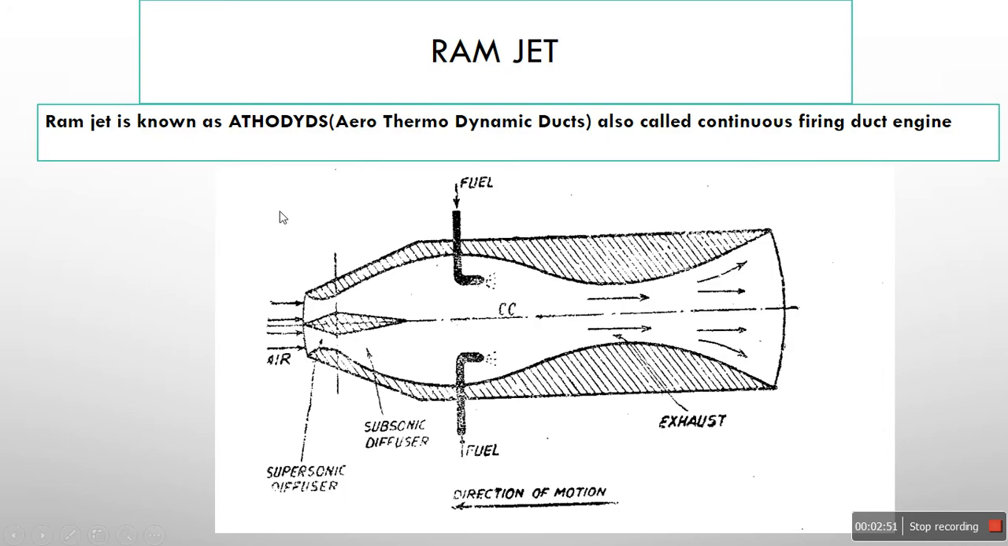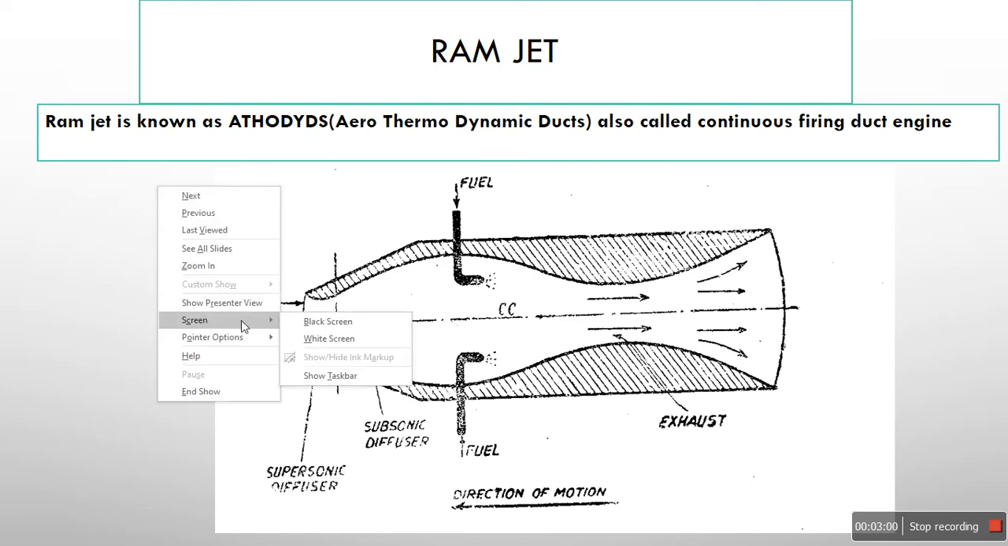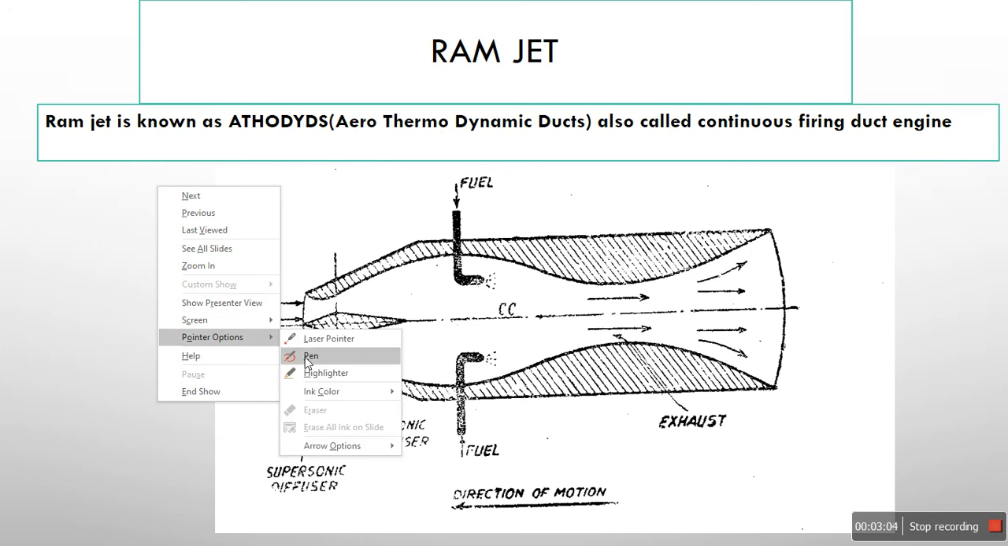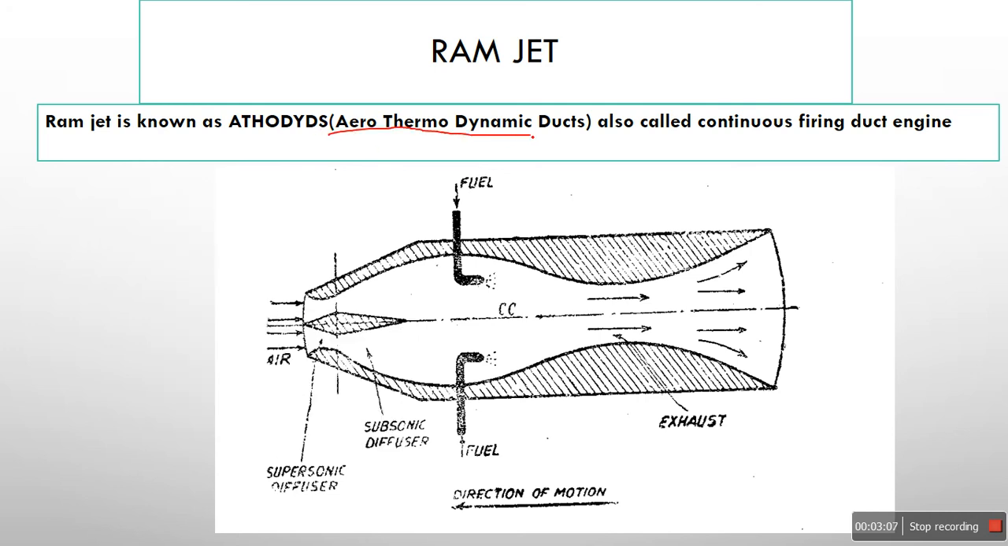If you see the construction here, there is no compressor and no turbine. The ramjet is also called a thruduct. What is the long form of thruduct? Aero thermodynamic duct. It is only a duct of varying cross-sectional area, a passage. It is called aero thermodynamic because in that duct, in the chamber, we combust the fuel. So the thermodynamic action is going on in the duct, and the shape is aerodynamic. So it is an aero thermodynamic duct.